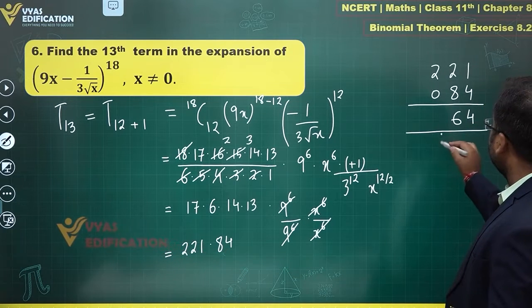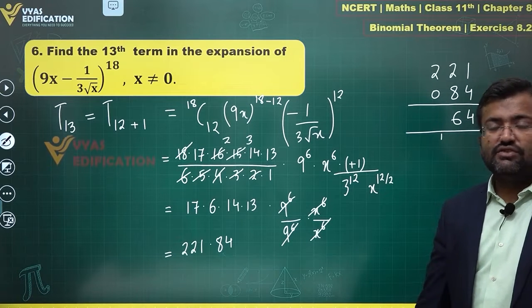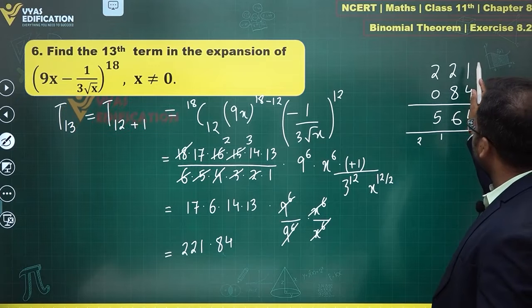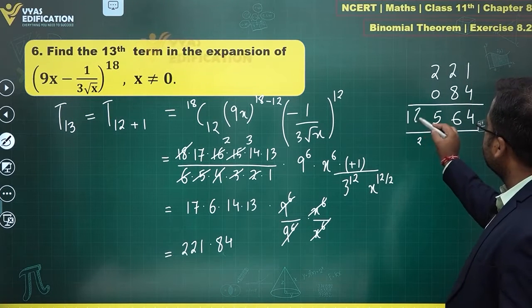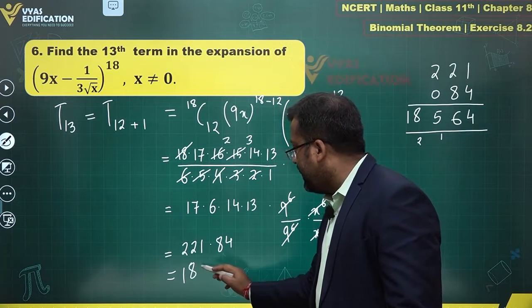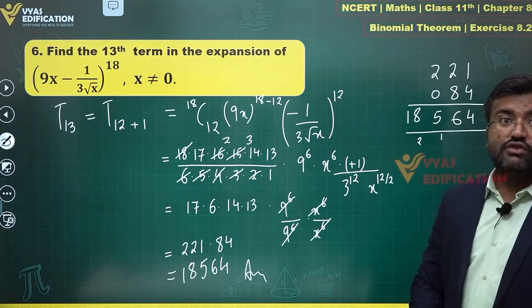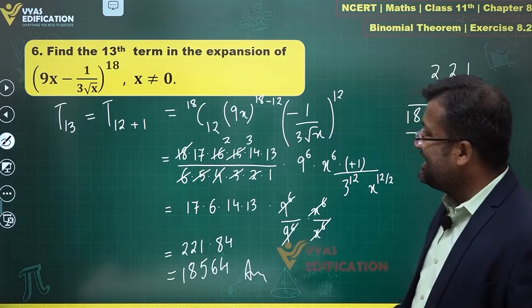6, 1 carry. Okay, 4 times 2 is 8, 8 times 2 is 16, 16 plus 8 is 24, plus 1 is 25, 5 and 2 carry. 8 times 2 is 16, 16 plus 0 is 16, 16 plus 2 is 18. This is what you get. 18564 is what I get. This should be my answer for this question over here. Is that all? Yes, that's all in this question as you can clearly see behind me.